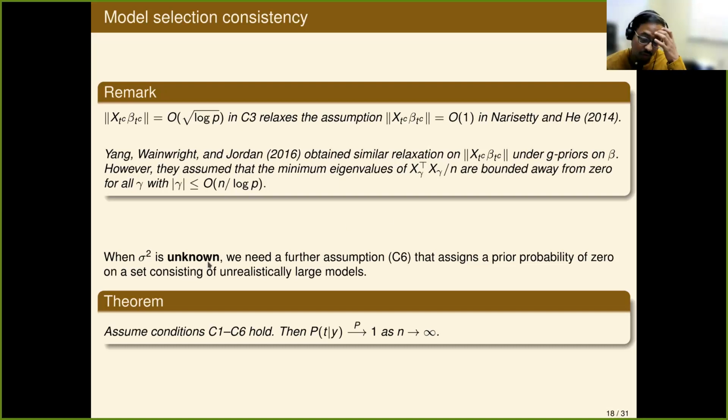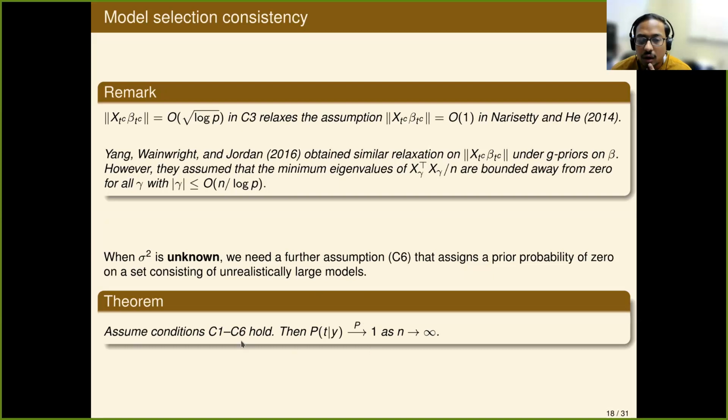All right. So when sigma square is unknown, which is most of the practical cases, we do need a bit of a further assumption that assigns a prior probability of 0 on a set consisting of unrealistically large models. So if sigma square is unknown, we have to assume a priori that models of size more than n over log p have a prior probability of 0. That's not too inconsistent with our assumption that the number of true variables can diverge, but not too fast, that it scales at a lower order of n. So truly unrealistically large models, we assume, have prior probability exactly 0.